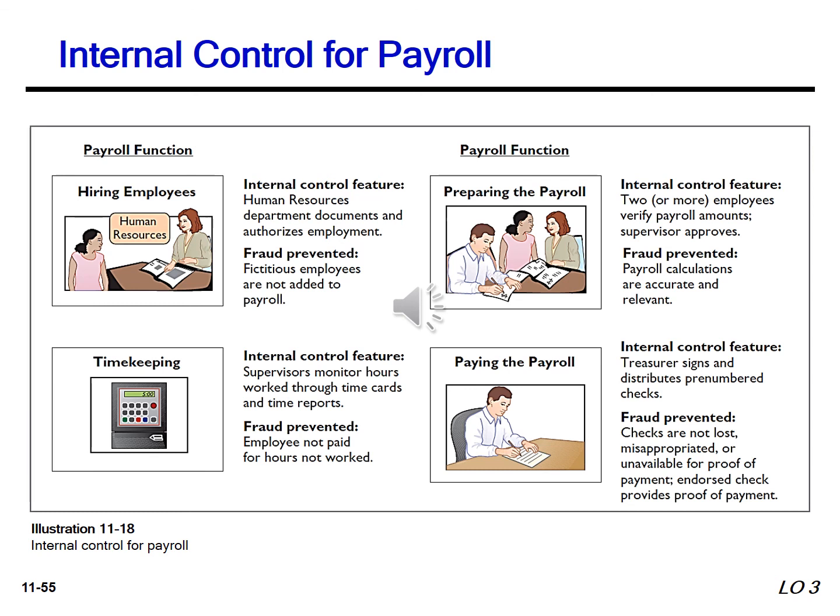Another function is preparing the payroll. The control feature here is that 2 or more employees need to verify payroll amounts, and the supervisor needs to approve. And the fraud that is prevented by this measure is that payroll calculations are accurate and relevant. The last one is actually paying the payroll, and the internal control feature here is the treasurer needs to sign and distribute pre-numbered checks. And the fraud that is prevented is that the checks are not lost, misappropriated, or unavailable for proof of payment. Endorsed check provides proof of payment.